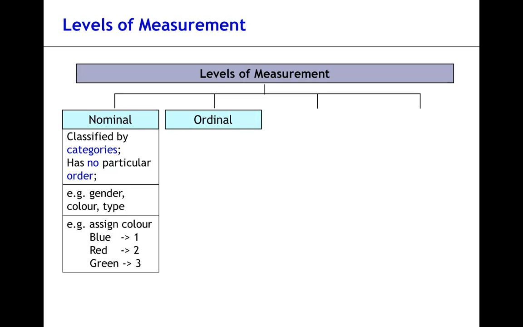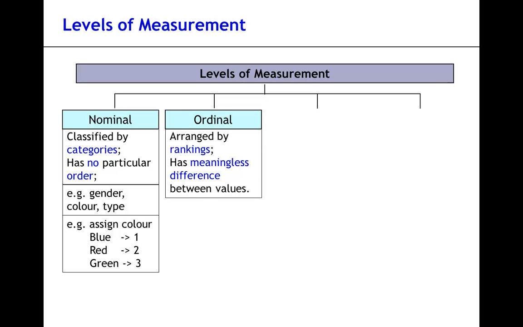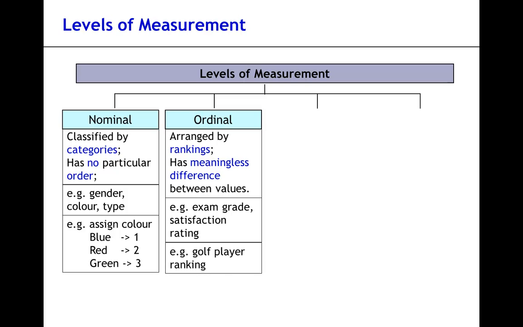The second level of measurement is ordinal scale. This is good for data that are arranged by rankings, but the difference or the distance between ranks may not be meaningful. Examples of data with ordinal scales are exam grades, satisfaction rating, or golf player ranking. The scale difference between the first and second ranking players might be a big gap, but the scale difference between the second and the third ranking player might be negligible. So no unit of measurement is involved here.